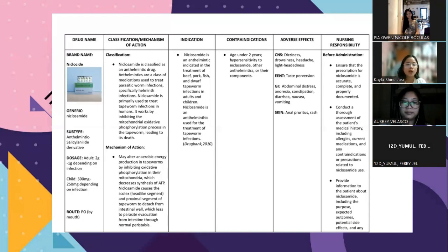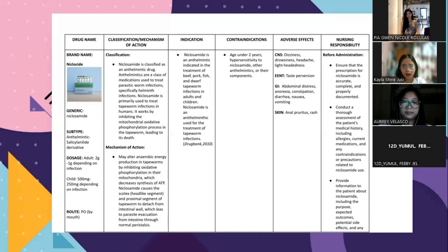Now for the adverse effects, these are unwanted or potentially harmful effects that can occur when using a medication. You have here the central nervous system. Niclosamide can affect the central nervous system and may cause the following adverse effects: dizziness, a feeling of lightheadedness or unsteadiness, and also drowsiness, a state of excessive sleepiness or feeling tired, headache, pain or discomfort in the head, lightheadedness, sensation of feeling faint or dizzy.